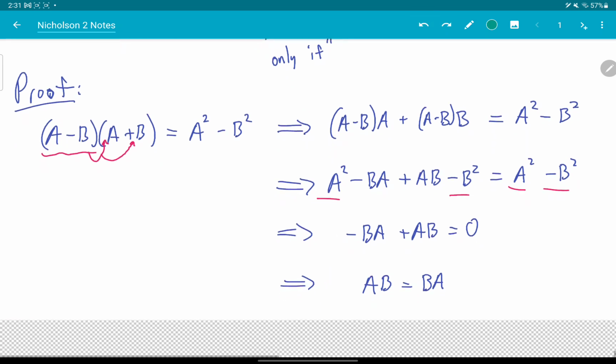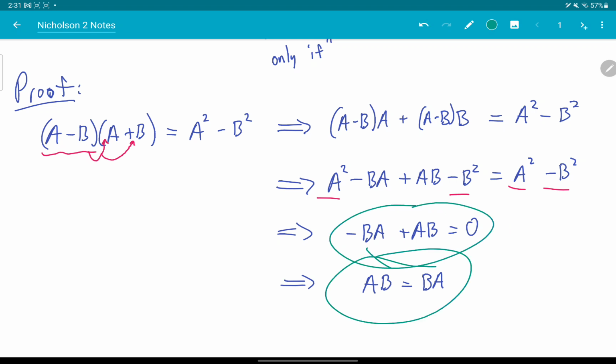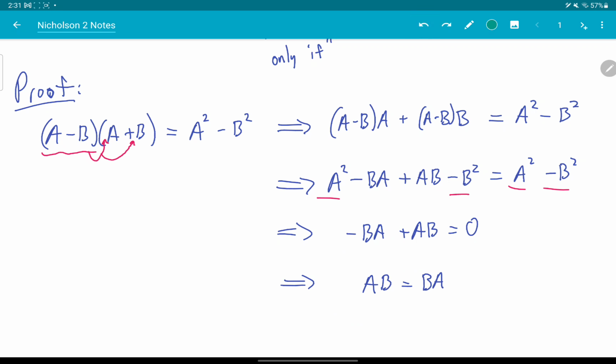Let's go through one at a time. Now, if I start by assuming this, does that imply that that's true? Well, yeah, because I'm just moving things around. To get from here to here, I just subtract BA from both sides. So that means that this arrow right here goes both ways. Now, to go from here to here, what do I do? Well, you add A squared to both sides and subtract B squared from both sides. So this arrow goes both ways.